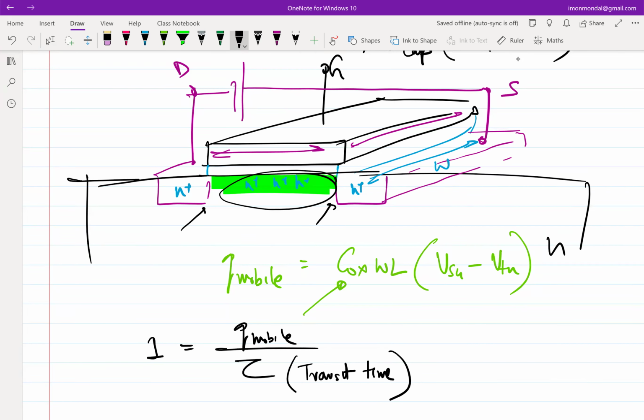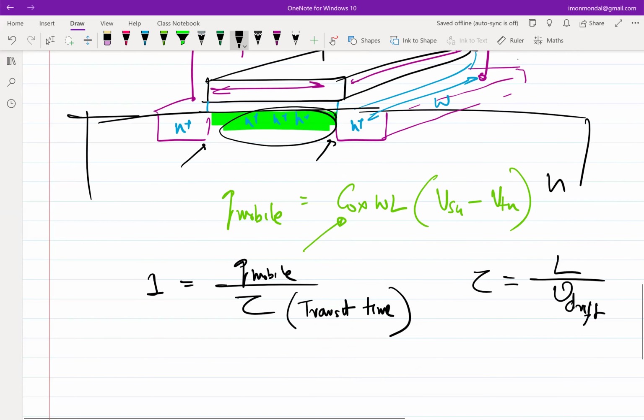So now, again, going back to rudimentary basics, if I know the velocity of the carriers inside the channel, then I should be able to get tau because I know the length, right? So tau should be length by velocity. Or in this case, we call it the drift velocity because carriers are drifting under the influence of the electric field from one side to another. Okay, good. Now, what is drift velocity?